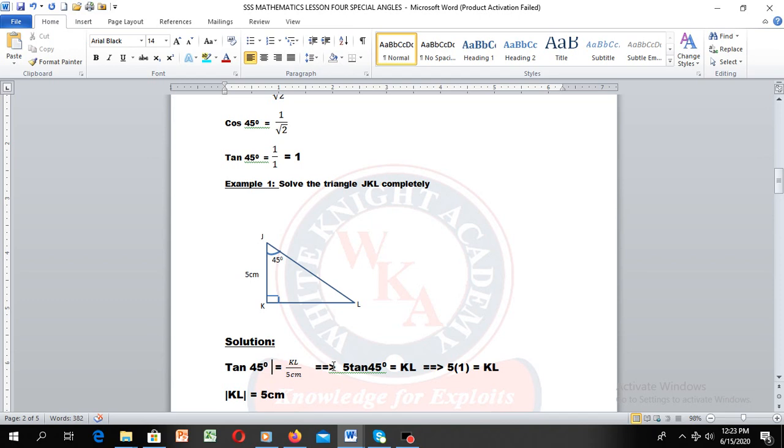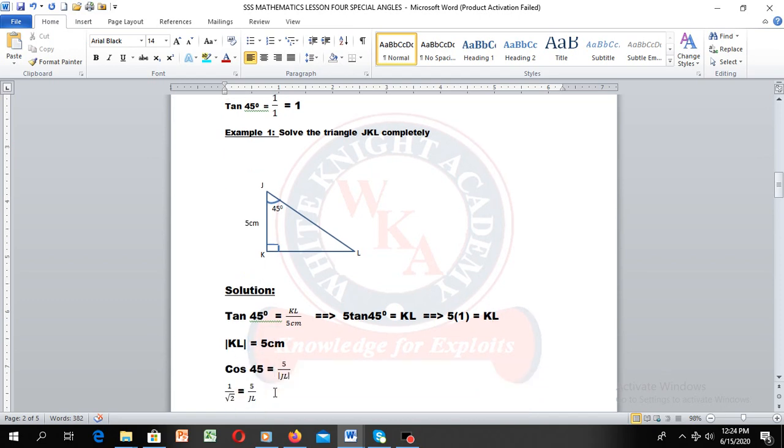And that implies that 5 tan 45 degrees, we cross multiply. Because 5 goes to multiply tan 45, therefore we have 5 tan 45 degrees is equal to KL. And this implies that 5 times 1, because the value of tan 45 degrees is equal to 1, according to what we derived. And 5 times 1 is 5. Therefore, the length of side KL will be 5 centimeters. We have found the value of side KL.